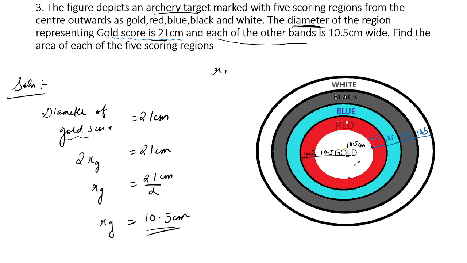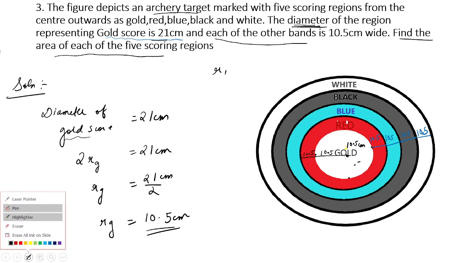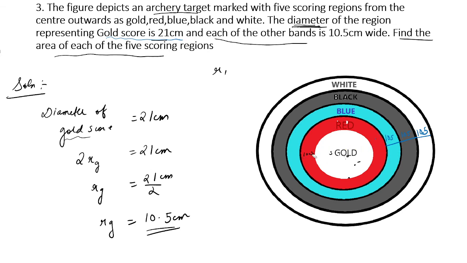We are asked to find the area of each of the 5 scoring regions. So we have to find the area of just red itself. Let me rub off some of this and we'll see. Now just pay attention to this explanation. We're asked to find the area only of red, only this area where it's colored red, not this entire area. Clear? So look at this.